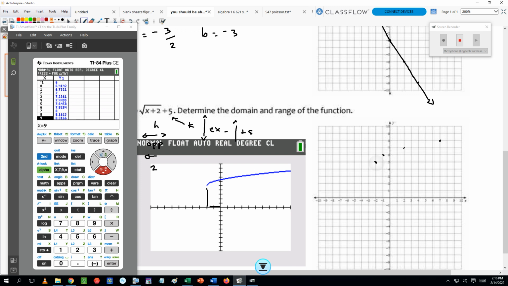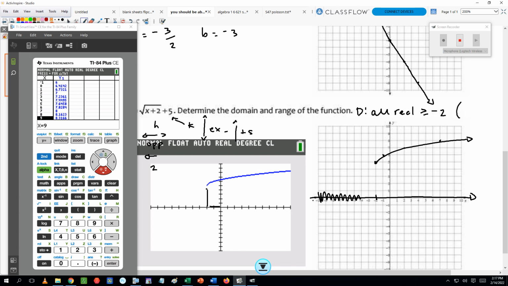Graph starts here, and we put an arrowhead right there on that end. You should be able to tell me what the domain is. The domain is as you move across the graph from left to right, what x's are you using? You're not using any of these x's back here, but as soon as you get to -2, bam, there's a point. Your domain is all real greater than or equal to -2.